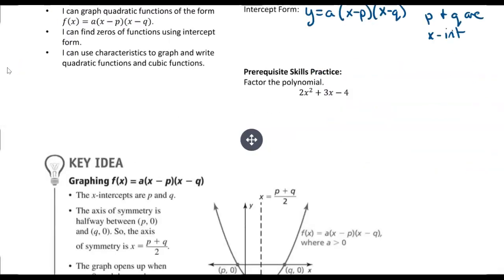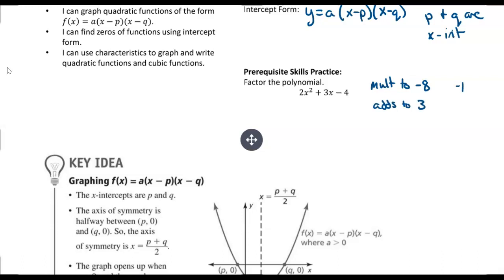Okay, so now we're going to look at this prerequisite skills practice. It says to factor the polynomial. We've been doing a lot of factoring because it's going to be very useful for future chapters, future classes, current chapter. It's just a skill that we need to have mastered. So this is a trinomial. I look and see if any GCFs can come out. There's no GCF, so now I'm looking for what multiplies to AC, which is 2 times negative 4, that's negative 8, and adds to B, which is 3.